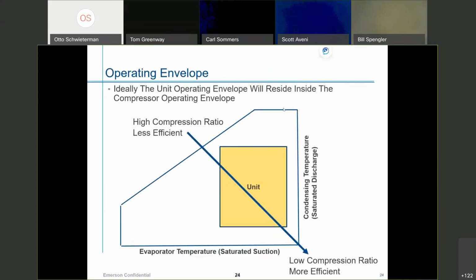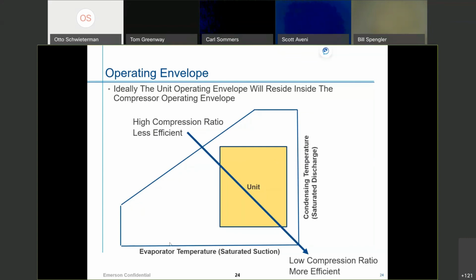Another thing that people may see quite a bit is our operating envelope. This is a simplified operating envelope for the compressor itself. So we're going to have an evaporator temperature on the bottom, then vertically we're going to have a condensing temperature. So the hotter it is outside, the higher your condensing temperature is going to be for standard cooling. The lower the supply air temperature you want, typically the lower your evaporator temperature is going to be.